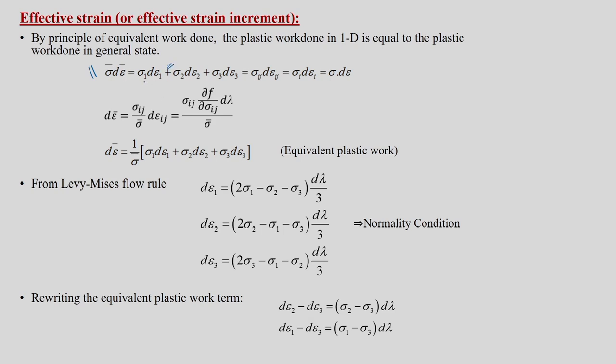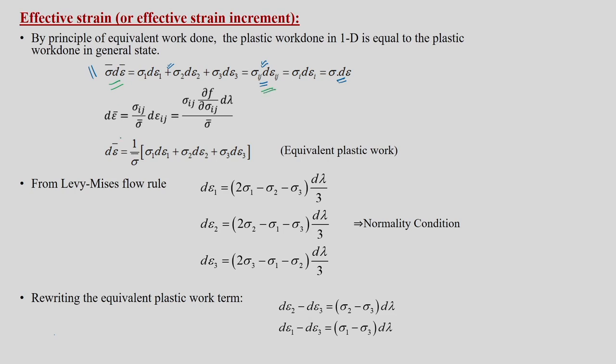Work done during deformation is given as sigma 1 d epsilon 1 plus sigma 2 d epsilon 2 plus sigma 3 d epsilon 3. In integral notation, we have not discussed this. This is for you to understand. This can be written in this way, and this can also be written as sigma dot d epsilon. Okay. So, now what we are going to do is pick up these two, the first and the next part, your sigma bar d epsilon bar, and this one we can simply say d epsilon bar.